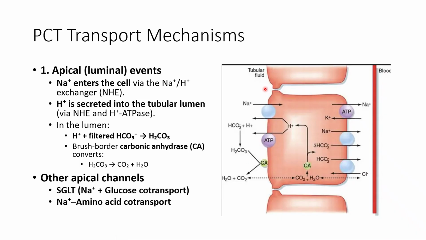Apart from this, there are also other apical channels that are not represented in this image. One is SGLT, a sodium-glucose co-transporter. Basically, sodium helps the transport of glucose. It is also present on the luminal side. Then there is the sodium-amino acid transporter, where sodium helps the absorption of any amino acid that has been filtered into the tubular fluid.